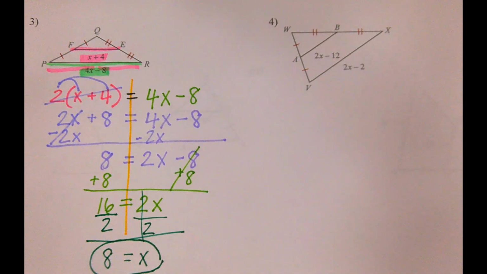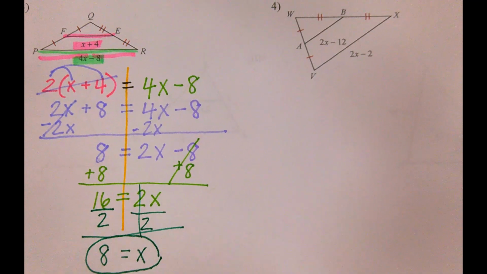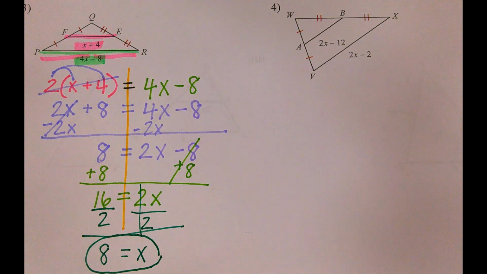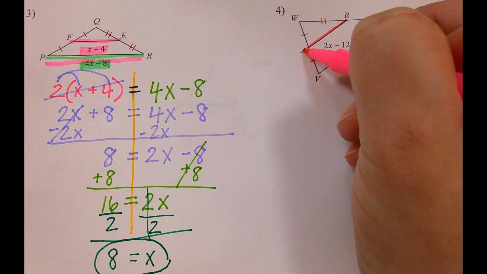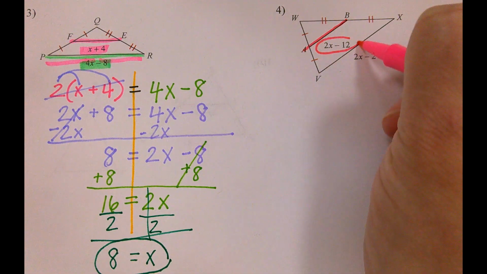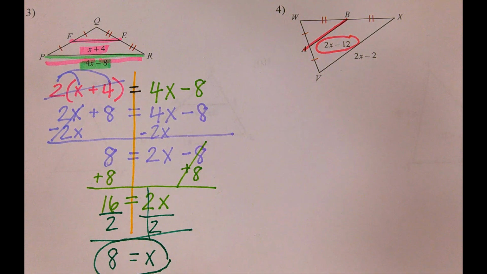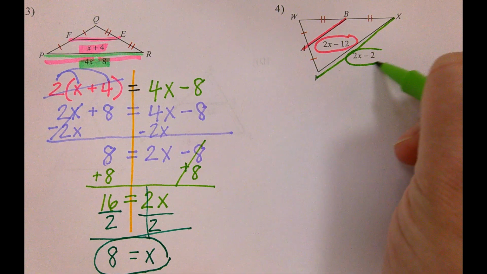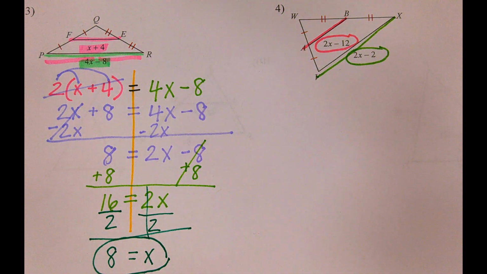Now, we again have two values. One of them being 2x minus 12, and the other one being 2x minus 2. So, I want to solve for x, and I want to set up an equation. What will that equation be? Go ahead, Kelsey.